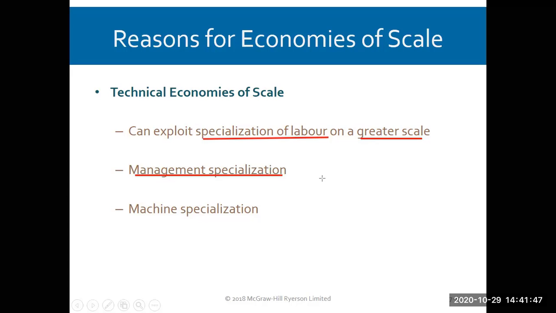And then the last one is machine specialization. That's just simply where once you get big enough, you can afford to buy things like robots or better assembly lines that smaller companies couldn't afford. So in all these cases, not only are they benefiting because they're bigger, they're doubly benefiting because they can exploit specialization of labor, management specialization to a greater extent, and even machine specialization. So all of those help with technical economies of scale.